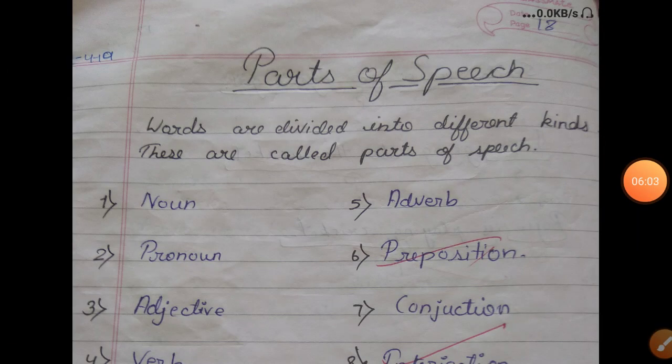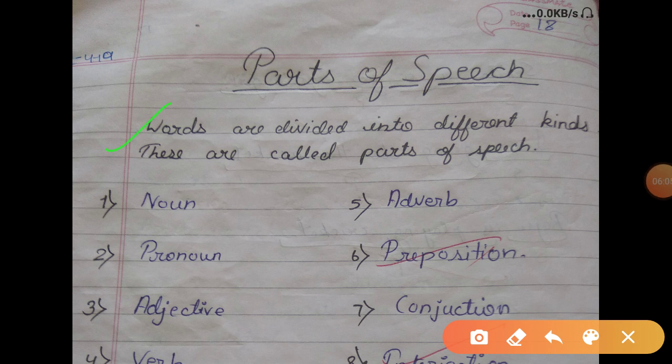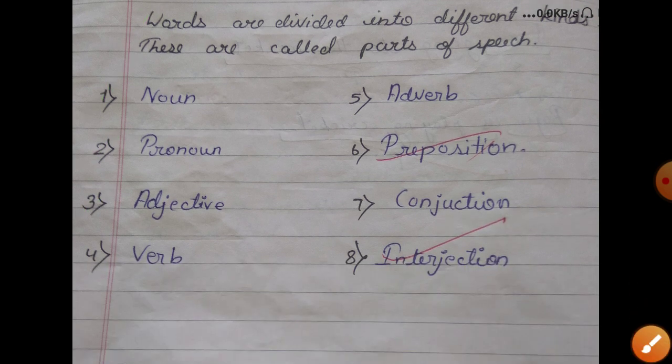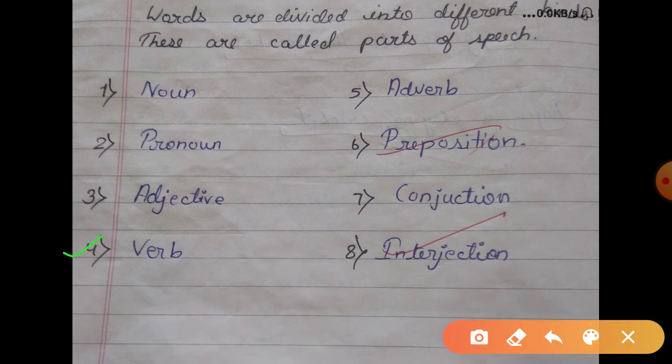Now next are parts of speech. Words are divided into different kinds. These are called parts of speech. Number one, noun. Number two, pronoun. Number three, adjective. Number four, verb. Number five, adverb. Number six, preposition. Number seven, conjunction. Number eight, interjection.